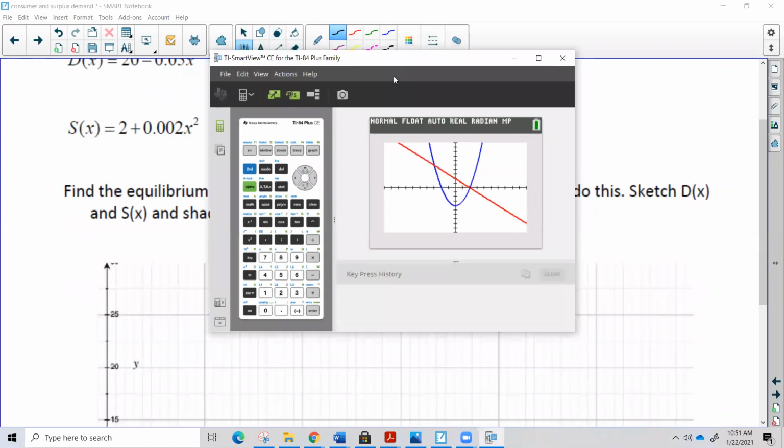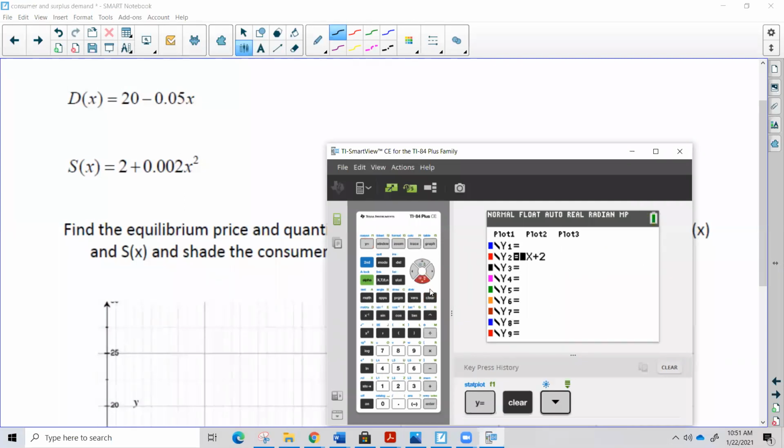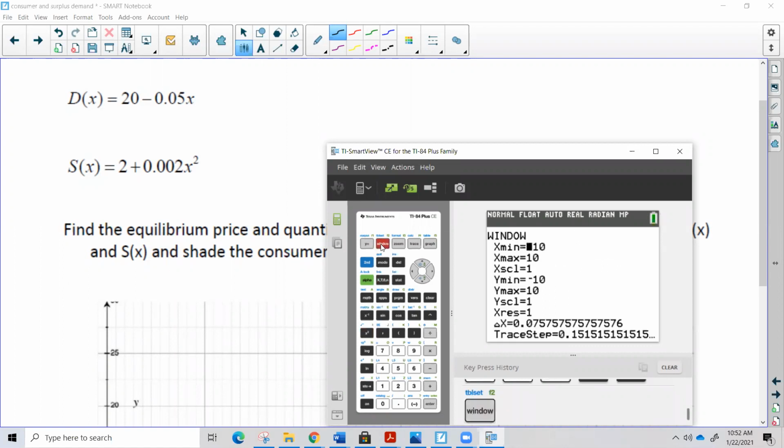Okay, so in my calculator to graph them, you go to Y equals, and if you have anything in there, clear it. And you're going to type in the 20 minus the 0.05x for your demand into Y1. And in Y2, I'm going to type in 2 plus 0.002x squared. And then I'm going to go to window.